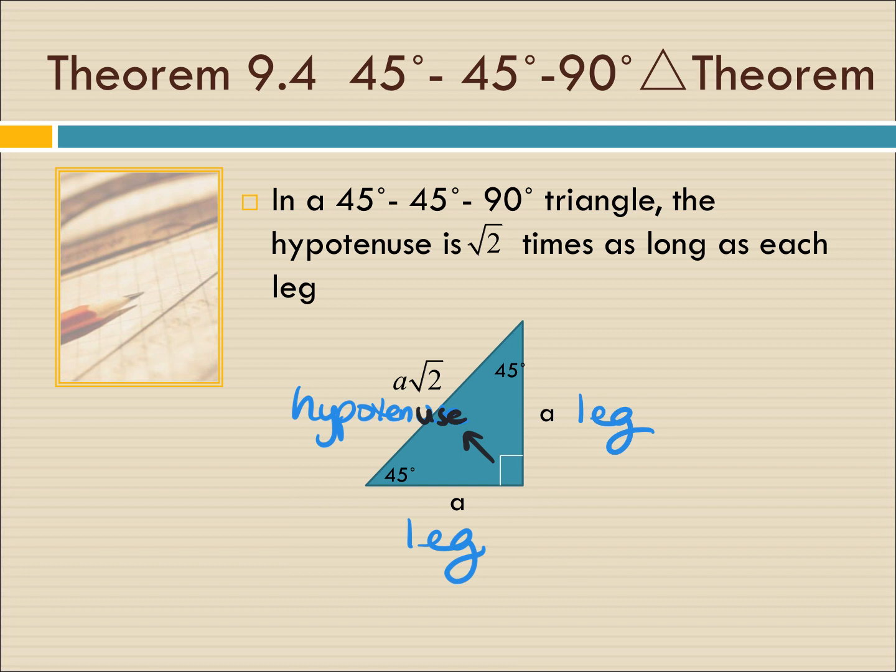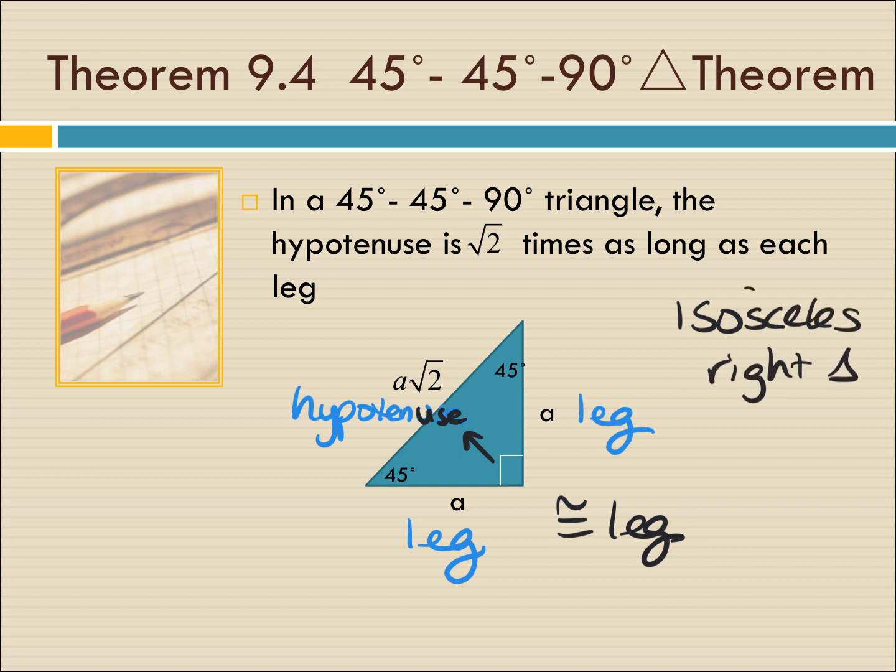So these are two congruent legs. This is actually an isosceles right triangle because the two legs are the same. Because of my converse of the base angles theorem, since these two angles are congruent, then the sides across from them would be congruent side lengths.